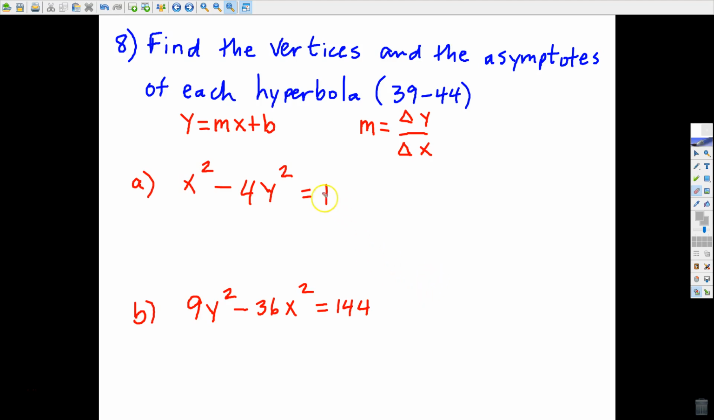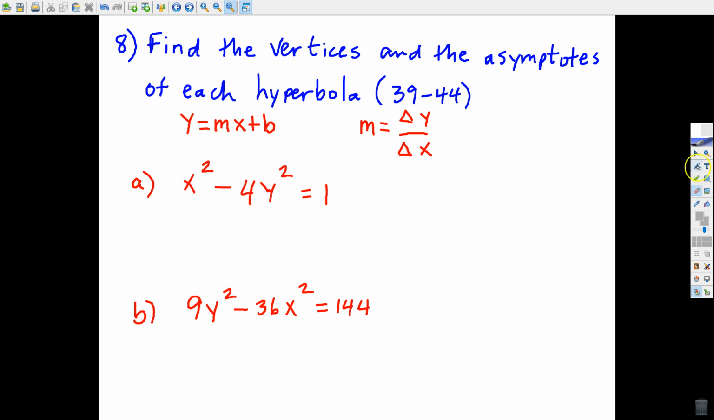Okay, to wrap up this lesson, I wanted to cover these final two problems that hopefully will help you when you come to the last 6 problems of the assignment. So 2 examples, and I'm hoping that that'll provide enough help for you. So it's a 2-part answer. Find the vertices and the asymptotes of each hyperbola.